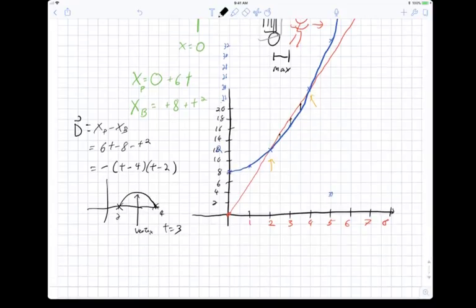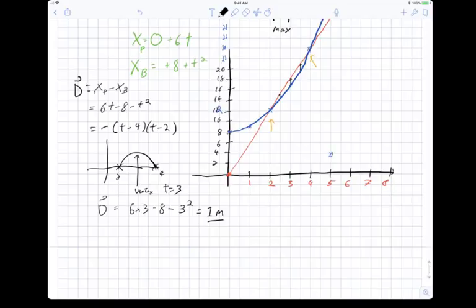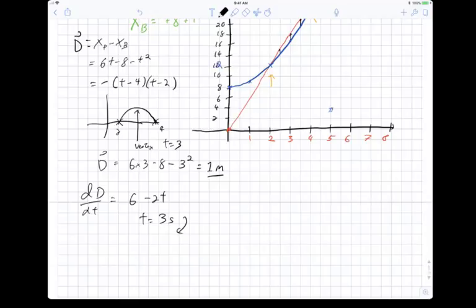So at t is equal to 3, the distance is 6 times 3 minus 8 minus 3 squared, which is equal to 1 meter. There's an alternative way to do this, and that's to use calculus. dD/dt is equal to 6 minus 2t, so t is equal to 3 seconds, and then plug this back into D. But that's how you figure out the answer. That's a pretty tricky question, but that's the answer for you.